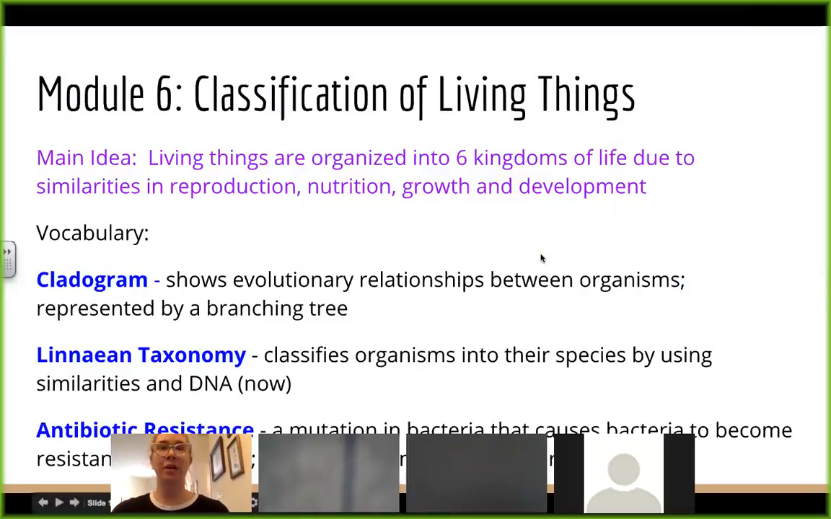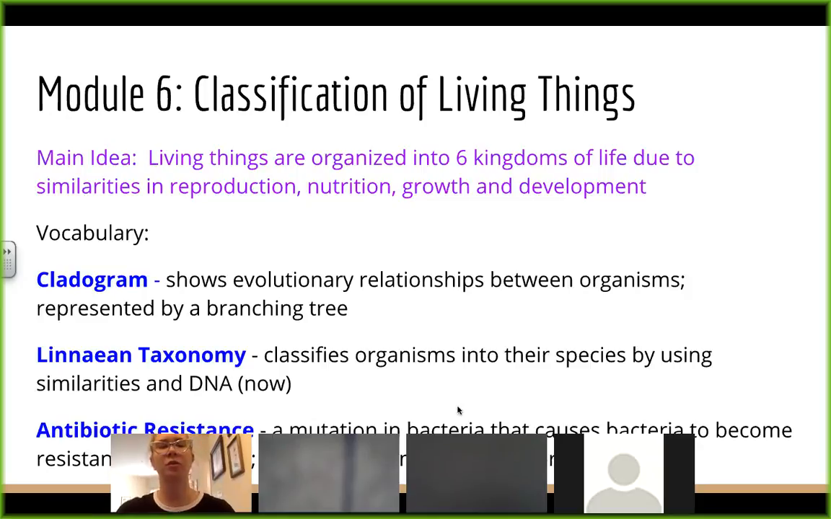So module 6, I think, was the hardest module from this semester, right? The main idea of this module is that living things are organized into 6 kingdoms of life due to their similarities in reproduction, nutrition, growth, development, etc., right? Their DNA, basically everything. There's a lot of vocab from this.